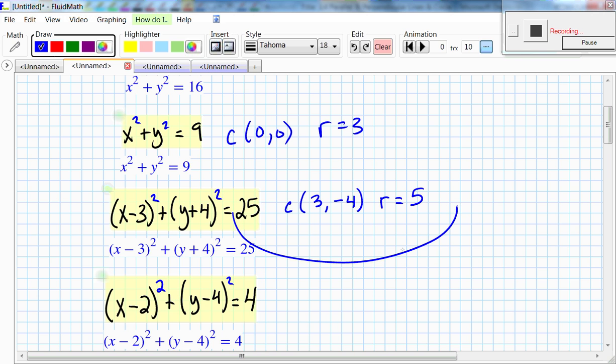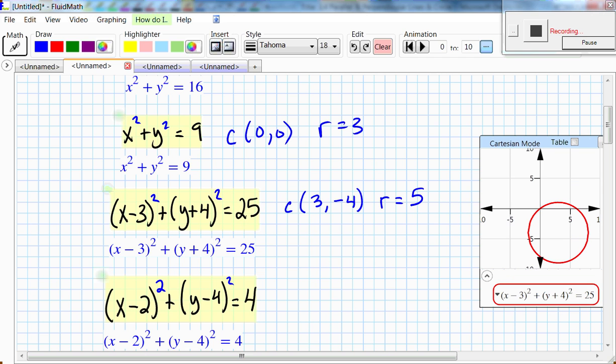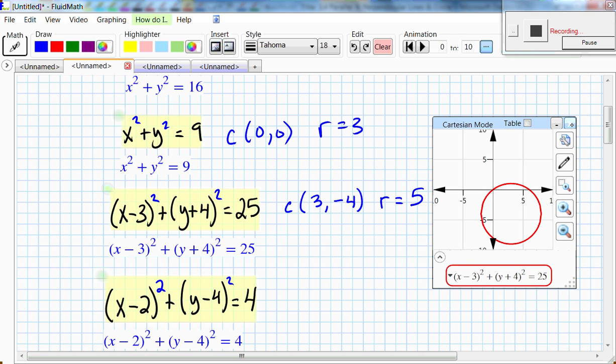So we'll graph. Well, that's not the right one. Sorry. We'll use this button. And we'll graph that one. Well, look. Where's the center? Positive 3, negative 4. See where that? Positive 3, negative 4. And the radius is square root of 25, which of course is 5. Okay, get rid of that.